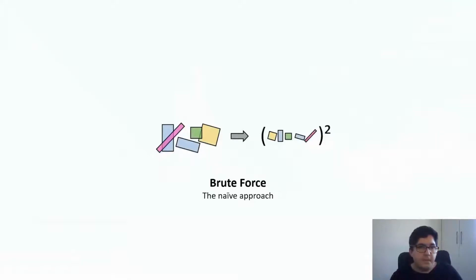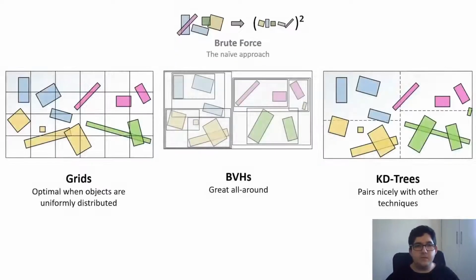And the most basic way to do this is just use bounding boxes and brute force the bounding boxes, which is still pretty slow, but it's way better than brute forcing triangles. However, much better than that, we can use the staple of computer graphics acceleration. We can use grids, BVHs, and KD-trees. Grids are optimal when objects are uniformly distributed, BVHs are great all around, they're really good, and KD-trees are not so good as BVHs, at least for collision detection. However, they pair really nicely with other techniques.